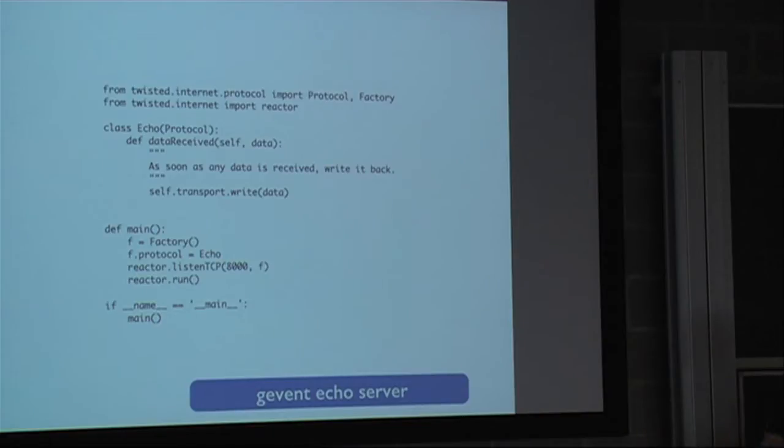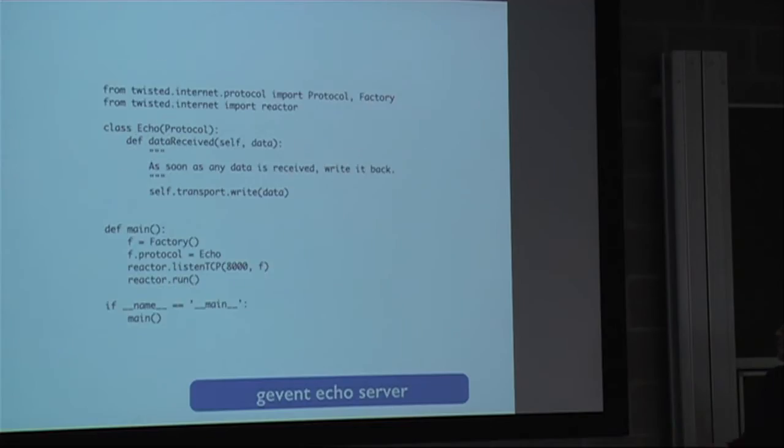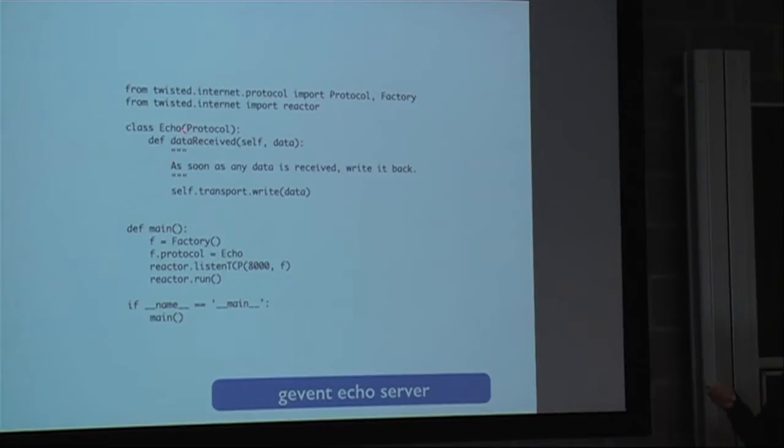Which is quite different from when you are using Twisted. This is Twisted, sorry, not really the title. So in Twisted, this is an evented action. You create a factory, which is designing a protocol. This protocol is called Echo, and it does only one thing. When it receives data, it writes the data back to the transport.